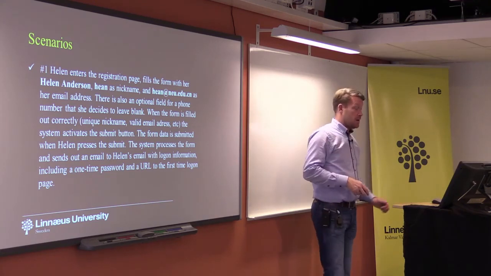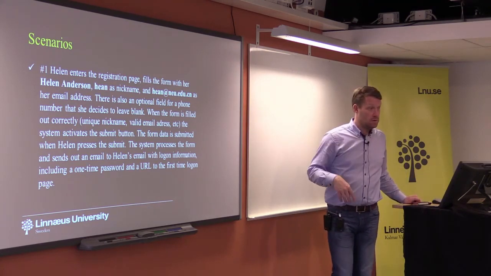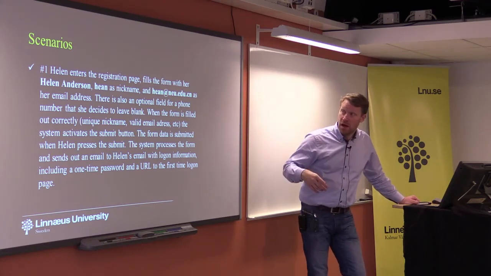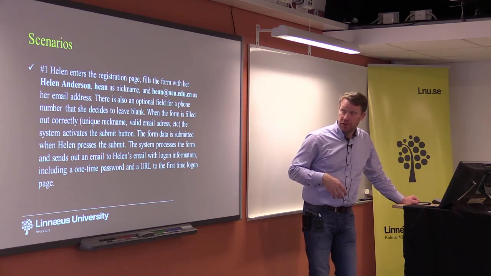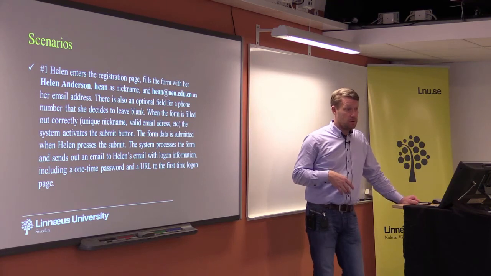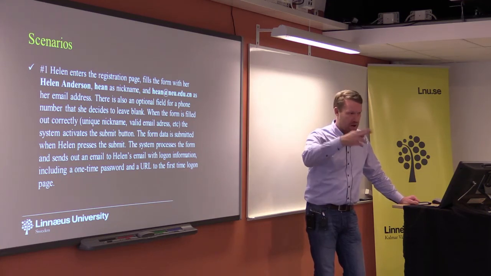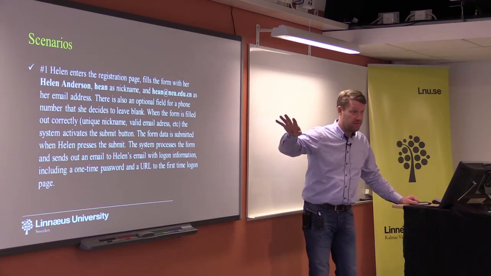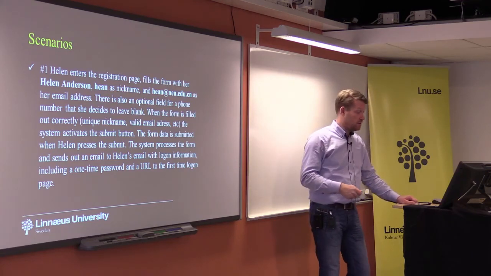Can you see any alternative paths through this one? For instance, Helen here enters H-E-A-N as her nickname. What if we already have a user with that nick? Well, we have to go through some alternative flow, come back to Helen, ask her to give a different nick, maybe suggest a nick, do something else to resolve the situation.